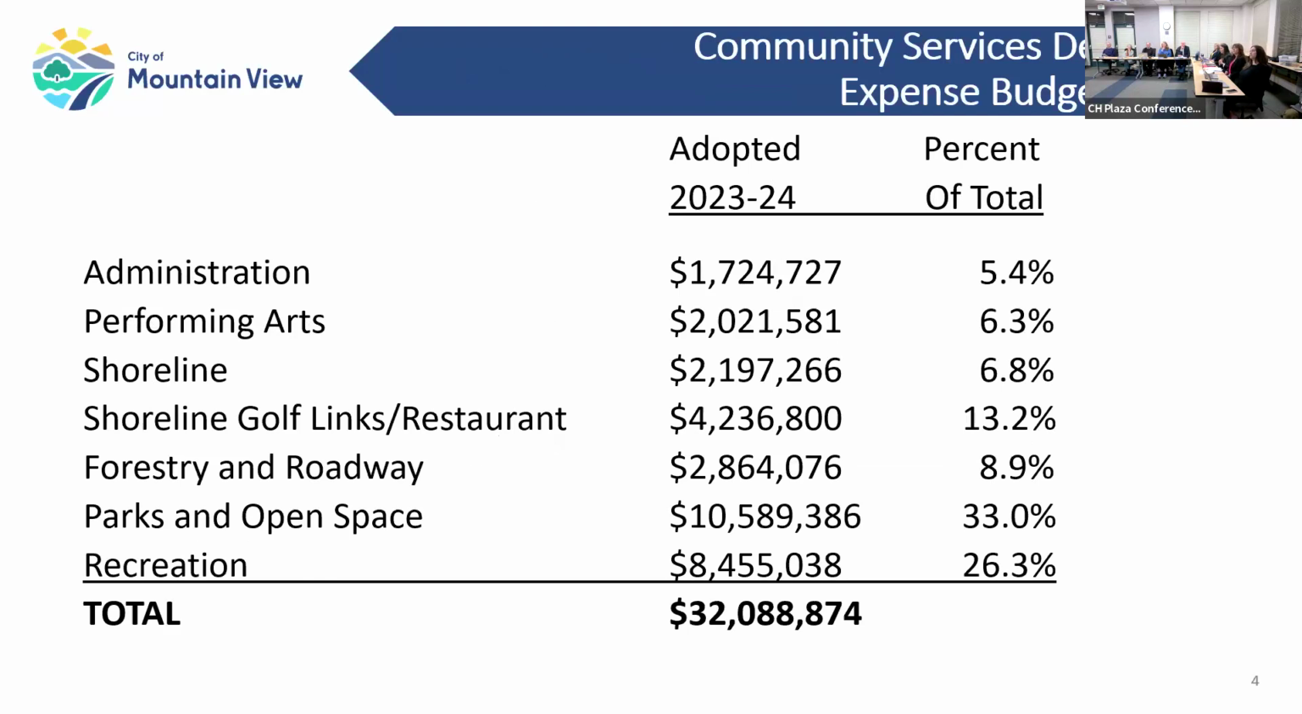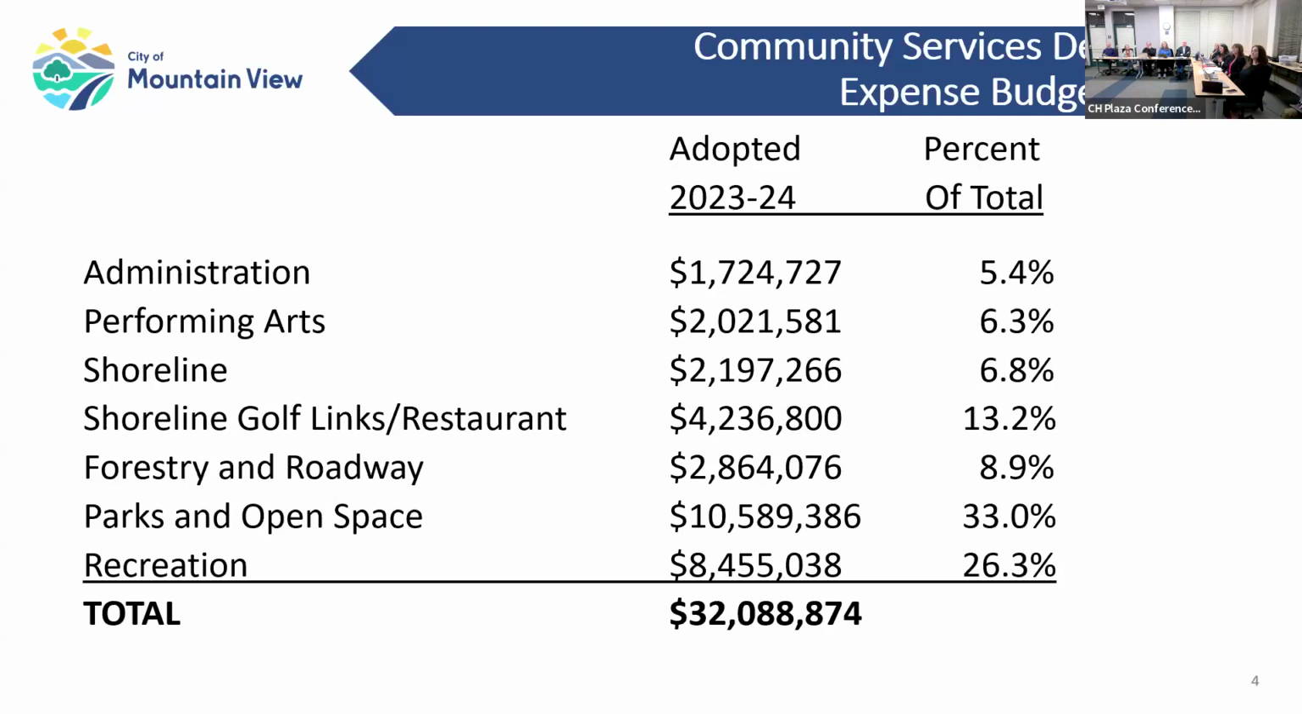So this is an overview of the Community Services Department's operating budget for the current fiscal year, showing a breakdown of our expense budget by division. Some notes on this slide. Performing arts is a division of our department. It's included here, but we won't be going over performing arts budget requests in this presentation, just because they have a separate advisory body that they work with, which is the Performing Arts Committee.